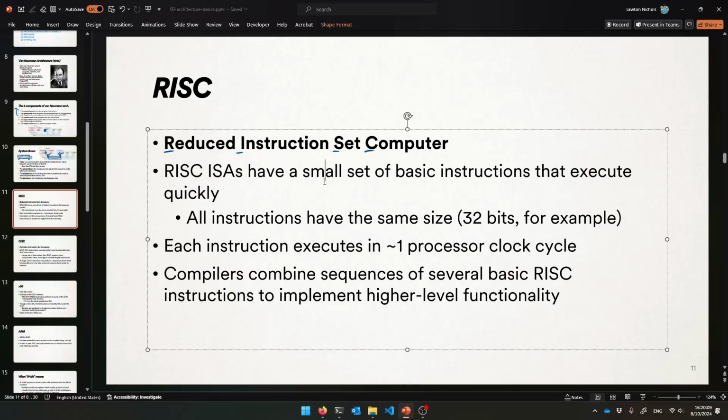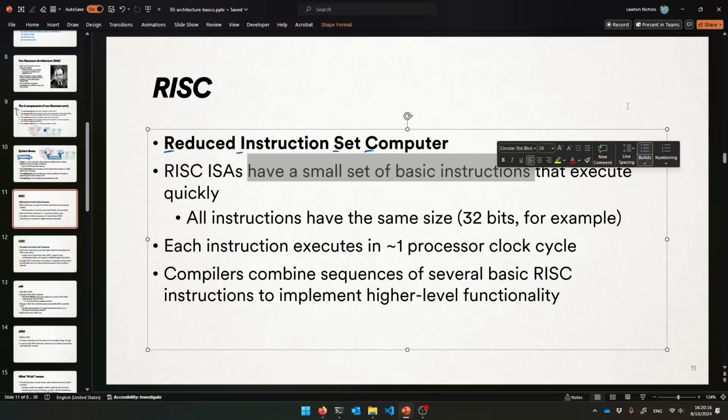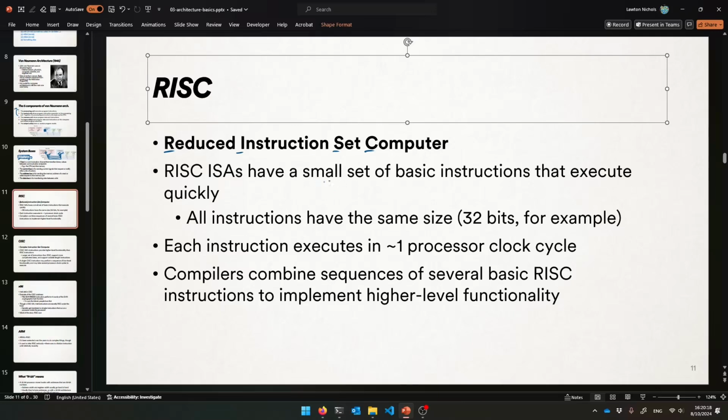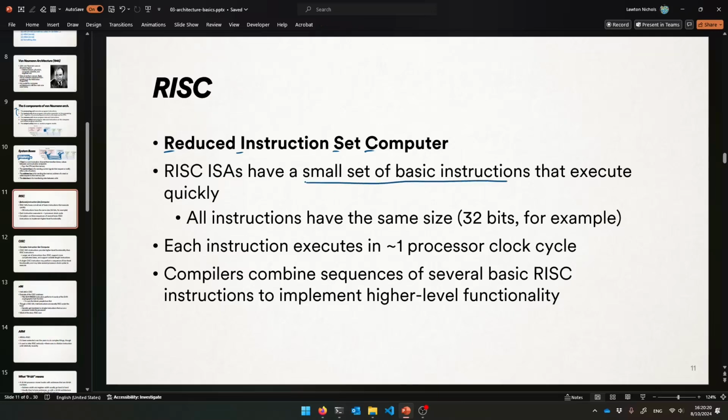Any RISC architecture is all about reducing the number of instructions. It's trying to be simple. It's supposed to have a small set of basic instructions, and those basic instructions better be able to be executed pretty quickly. That's the whole idea. If they're so simple, you should be able to do them faster, so you can make the processor faster. All right, so that's the idea there.